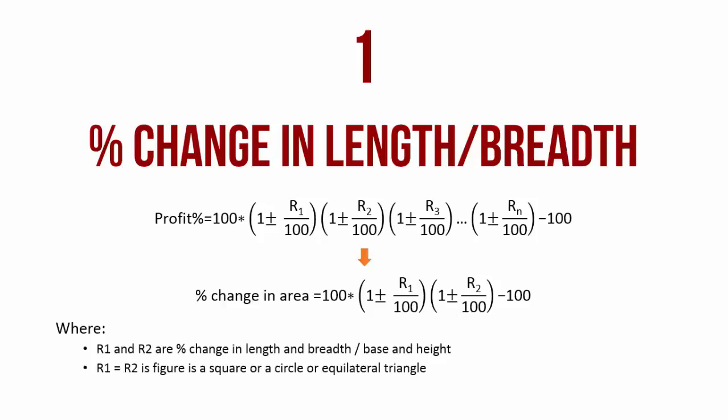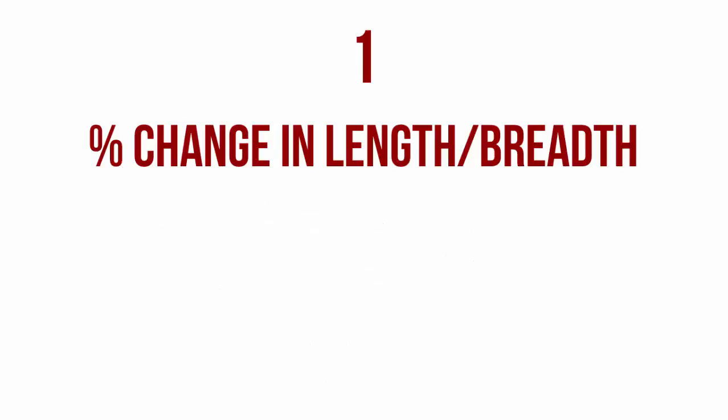In case of a circle or an equilateral triangle, R1 and R2 would be the same because all three sides are the same in an equilateral triangle, and the circle will have just one unit of definition, that is the radius. Remember from the previous lecture that in case there is an increase in dimension, the sign before R shall be a plus. In case the dimension decreases, the sign shall be a minus. Let us apply this shortcut on a sample question to understand it.